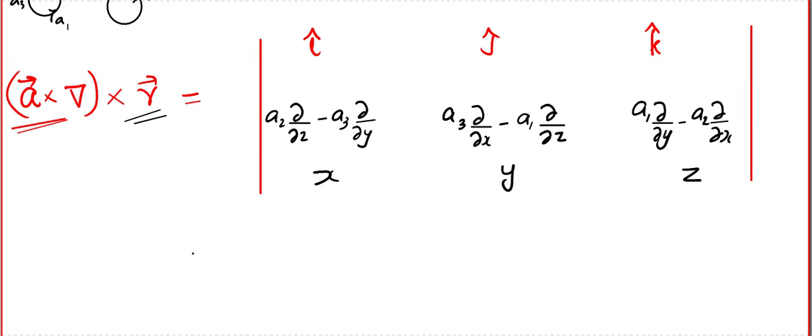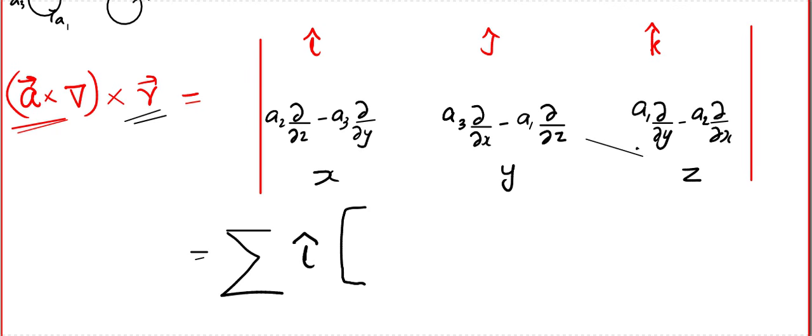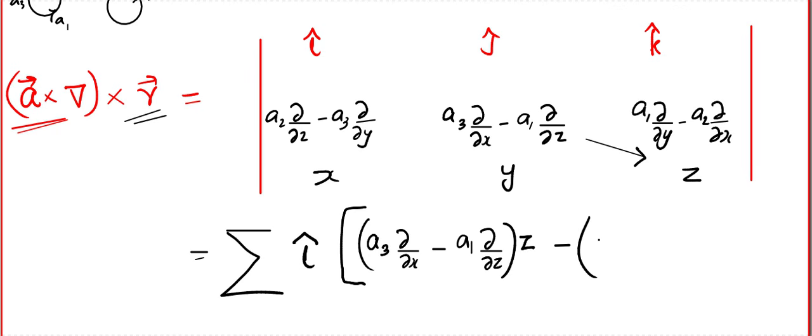Now, you will see the real advantage of this sigma method. So, how do you expand a determinant? Put sigma, write the first member, and then in bracket. So, look at this. Now, we are going to do the operation. Okay, I'll show that here. A3 dou by dou X minus A1 dou by dou Z of Z minus A1 dou by dou Y minus A2 dou by dou X of Y.